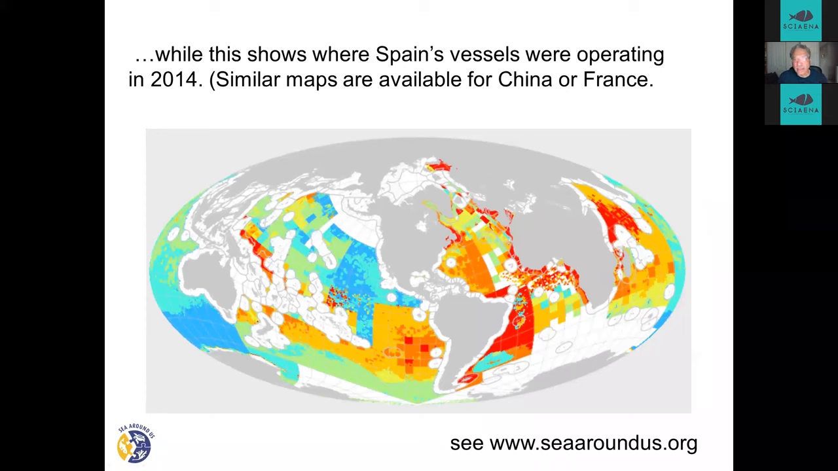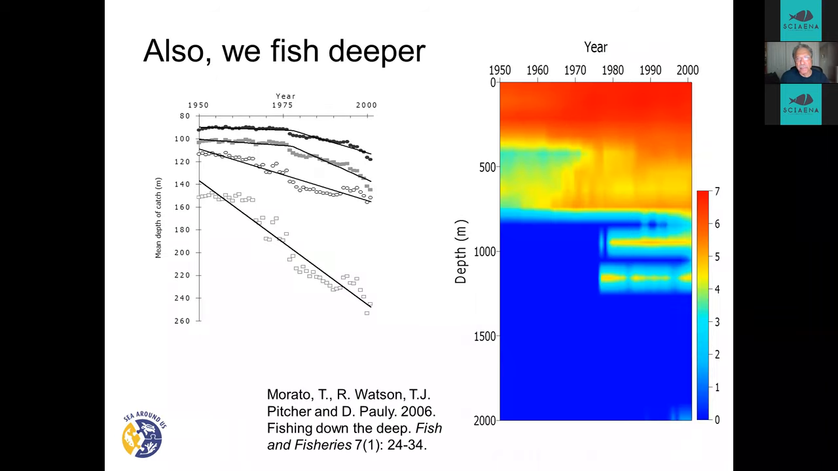And you can see that for other countries too, China, France, Korea, Taiwan and so on. This is not very nice because the catch per tonne per kilometer squared is not a good measure. But you will see in a second another approach.